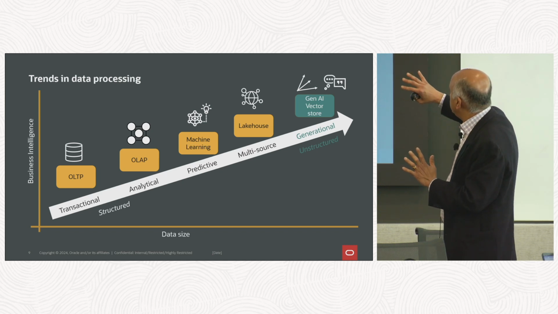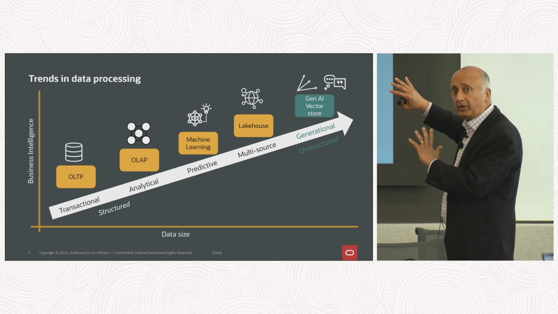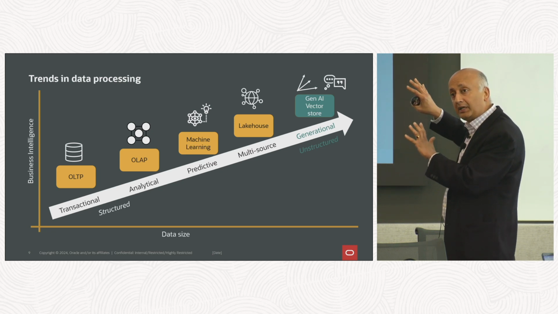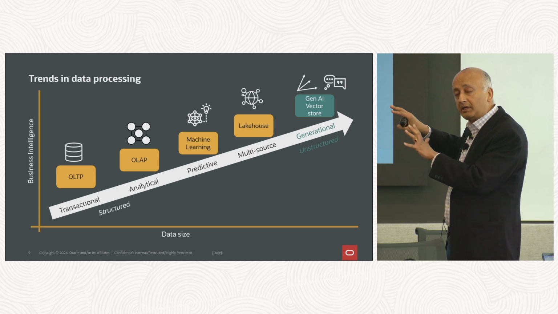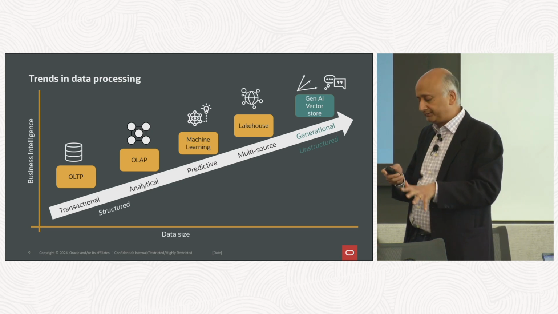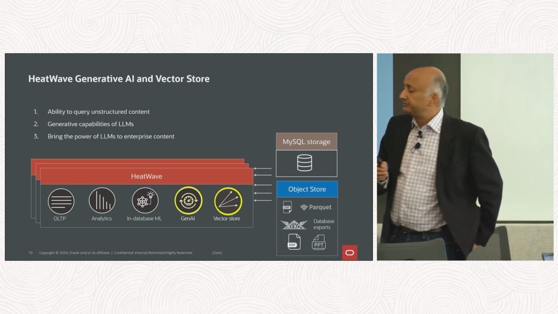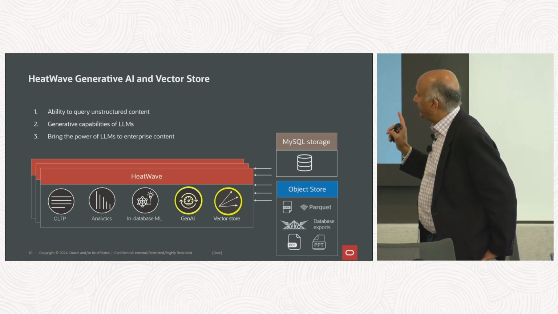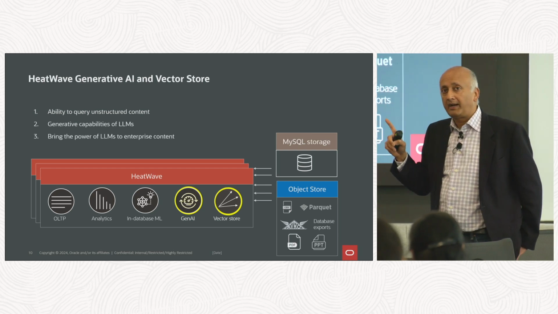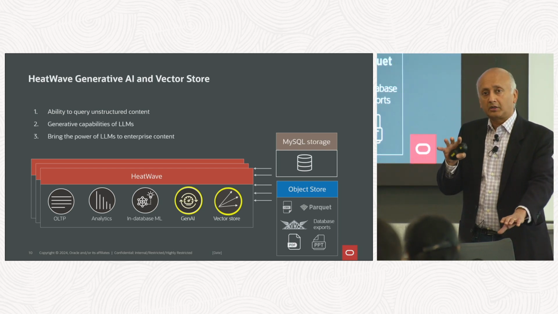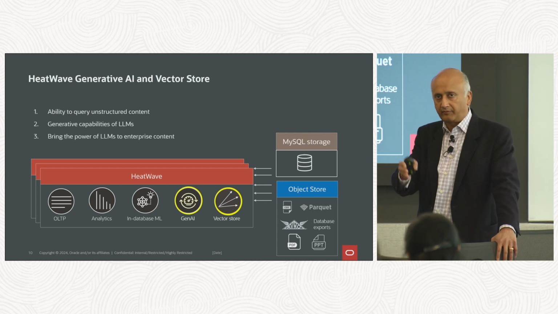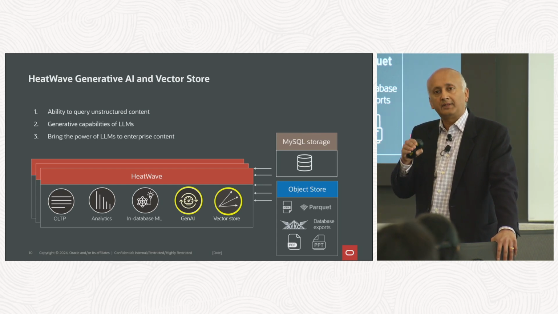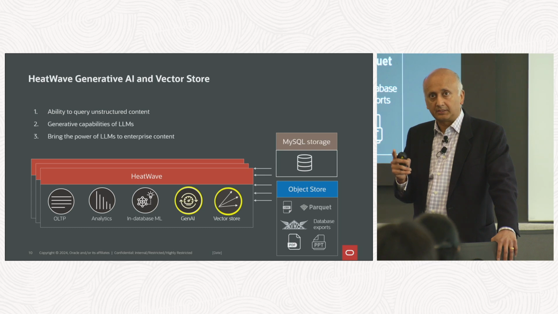By offering this, we are going to get into the generational capabilities, and we're going to get into the unstructured capabilities with the combination of vector store and generative AI all running inside HeatWave. Starting with some specific things, the first thing is that we will provide the ability to query unstructured content. In our first version, which we're going to offer very soon, we're going to start off with unstructured text data, but we're going to expand to other kinds of unstructured data as well.